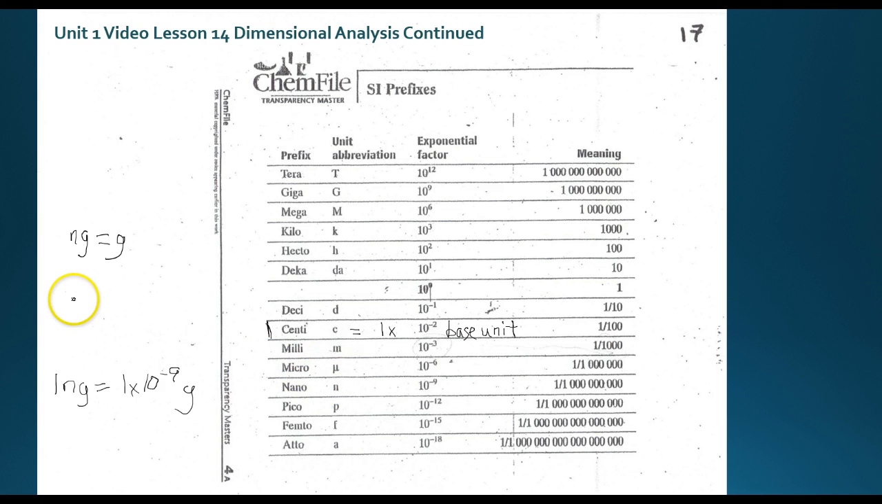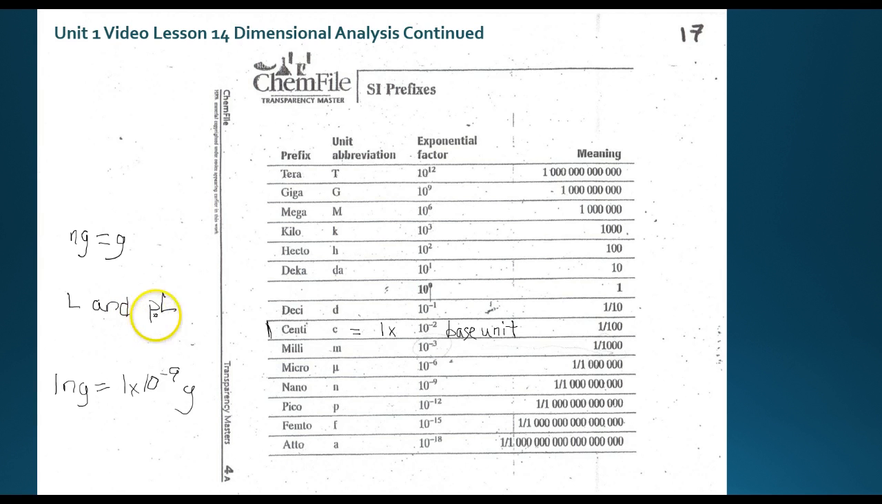Let's try another one. Let's say that we want an equality statement between a liter and, let's say, a picoliter.